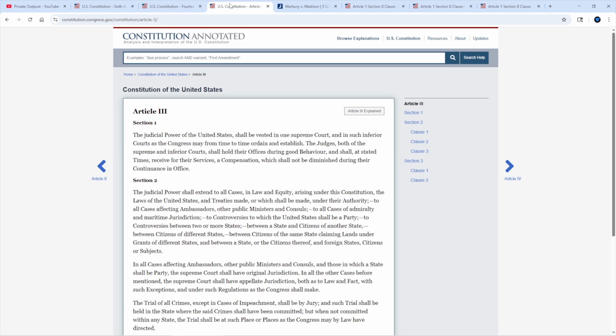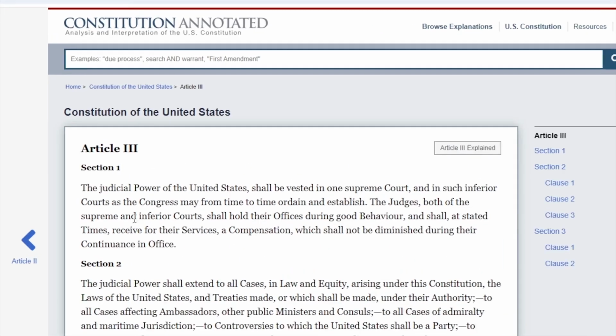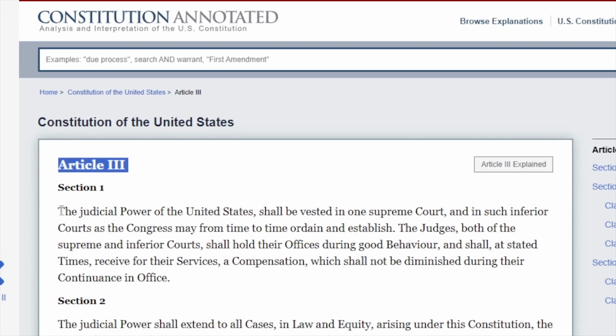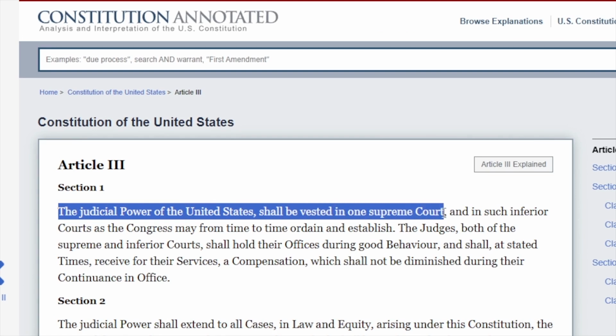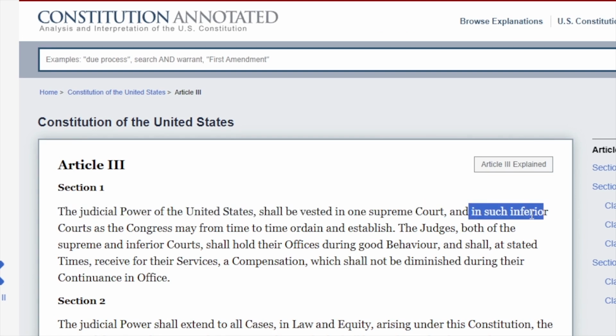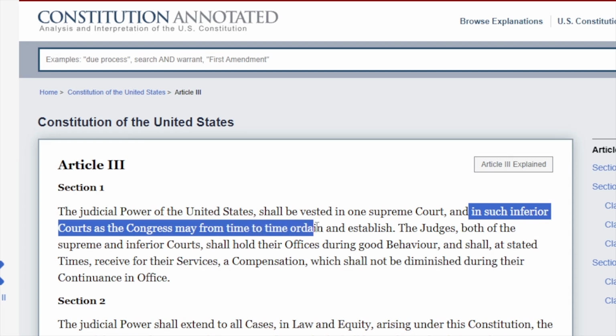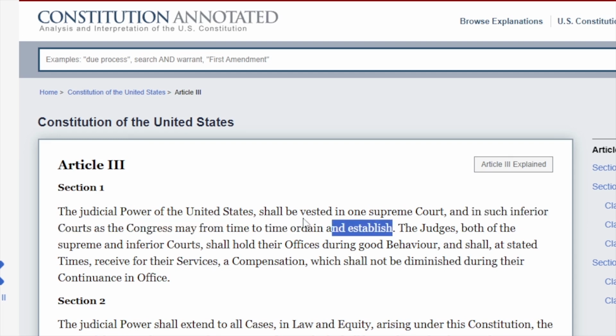So this research document is questioning the nature of the legislative power granted to the legislative branch under Article 3, Section 1. This is where we're at, Article 3, Section 1. The judicial power of the United States shall be vested in one Supreme Court and in such inferior courts as the Congress may from time to time ordain and establish. That's what we need to take from here.